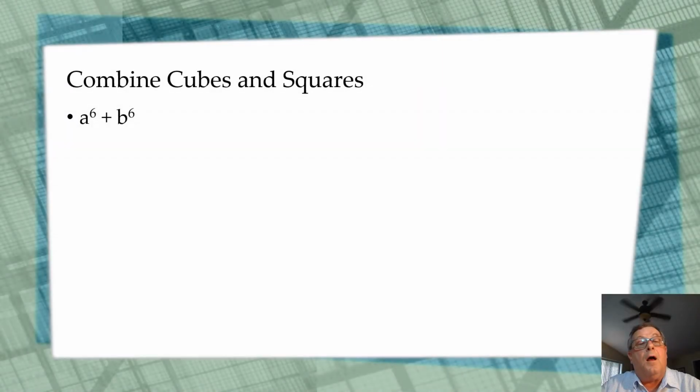This type brings some unusual situations to it, or it seems unusual to me, where we're combining the cubes and the squares, or the sum of squares, difference of squares, sum of cubes, difference of cubes, and we may even see some grouping in here before we get through. We're going to start off with a to the 6 plus b to the 6.